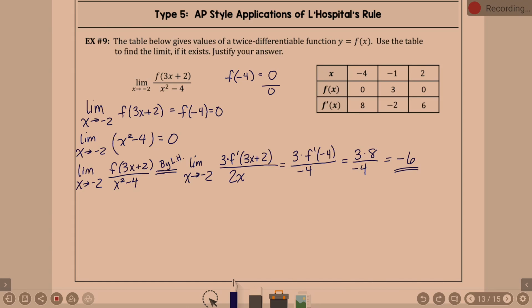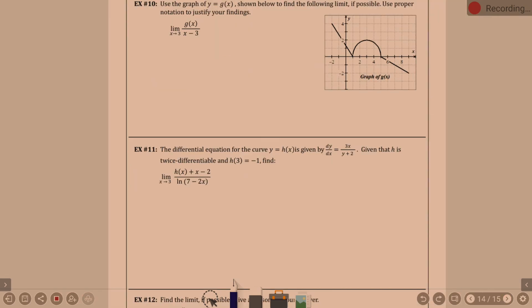Okay, we did a chart. AP loves charts. What else does AP love? Graphs. Let's do a graph. Okay. Use the graph of g, shown below, to find the following limit, if possible. Use proper notation to justify your findings. So, the limit as x approaches 3 of g of x over x minus 3.